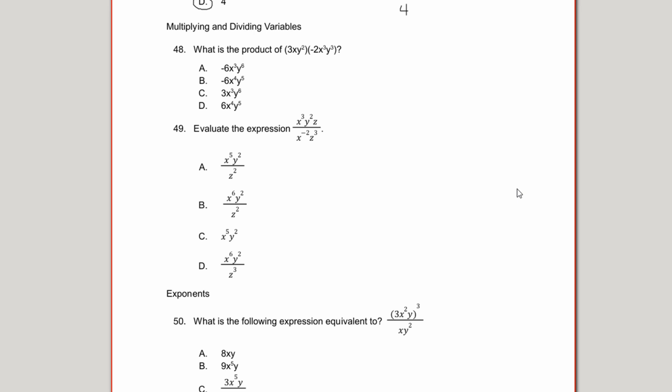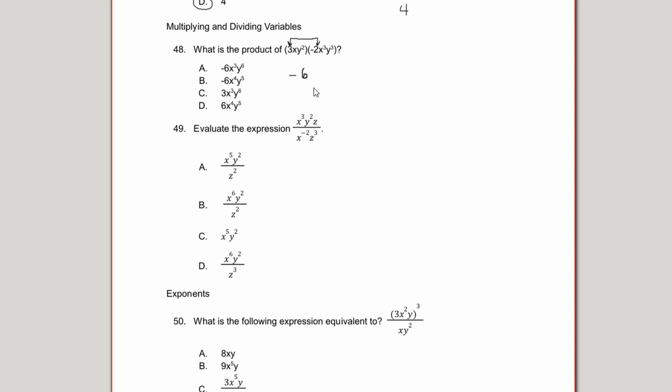Now let's look at multiplying and dividing variables. Question 48 says, what is the product of this expression? And so I'm going to evaluate each like term as I come to it. First, I like to look at my coefficients out in front. These are the number values. So I've got 3 times negative 2. That's going to be negative 6.